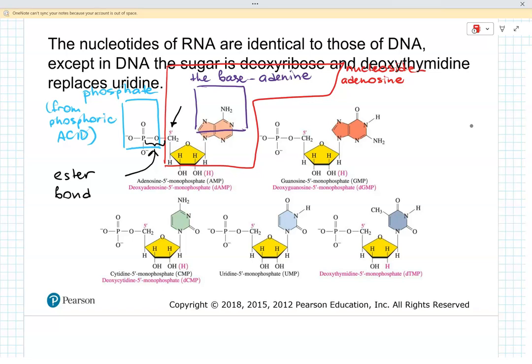If we have a sugar that doesn't have hydroxyl group, in other words, if we have deoxyribose, it's going to be deoxyadenosine, deoxyguanosine, deoxycytidine. Okay? Good? Naming conventions? Clear? Okay.